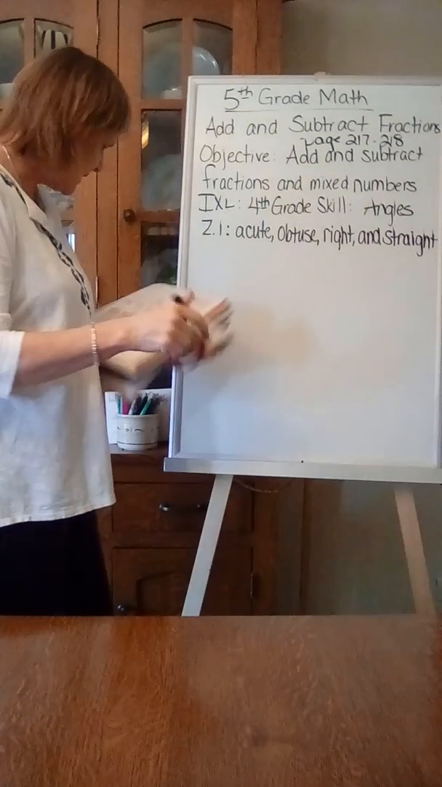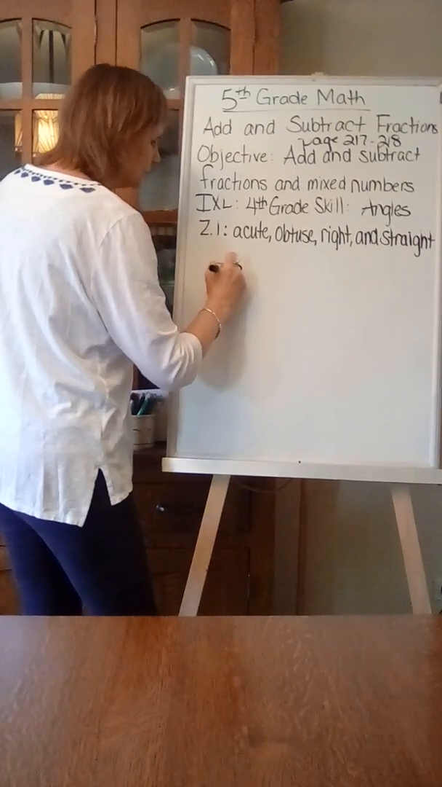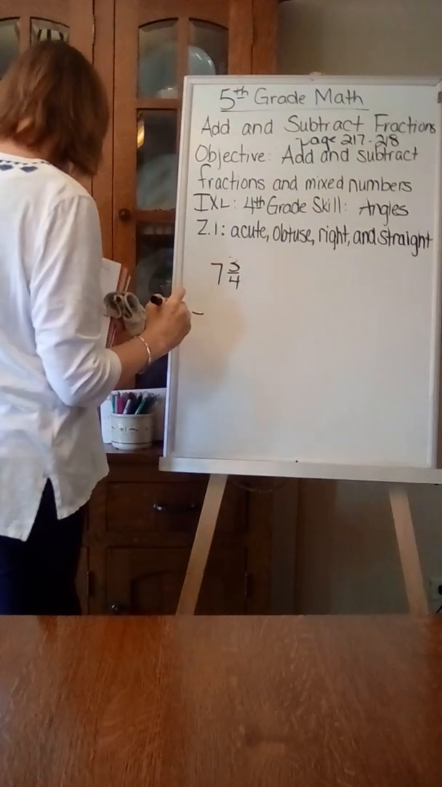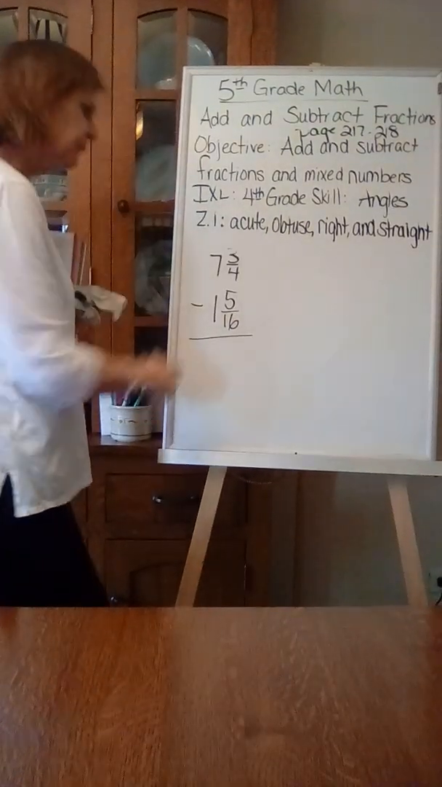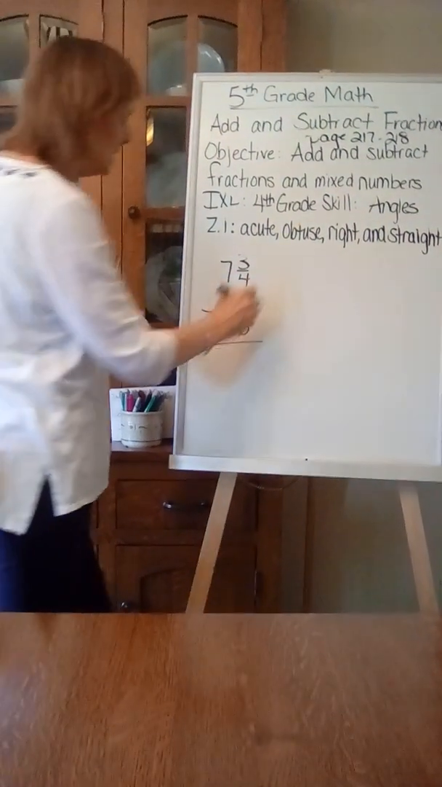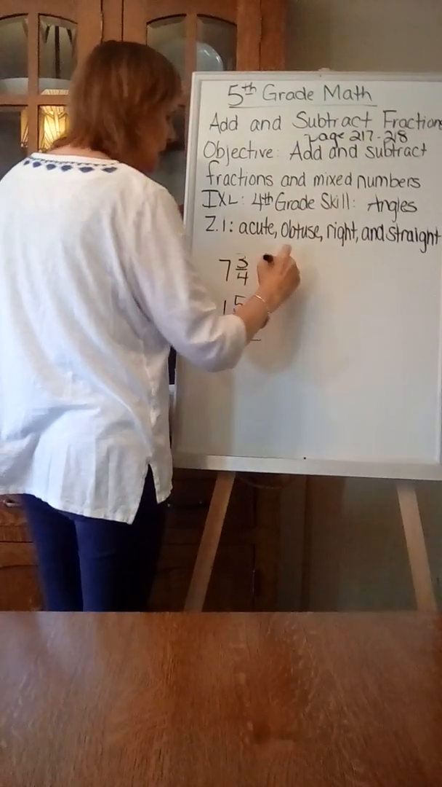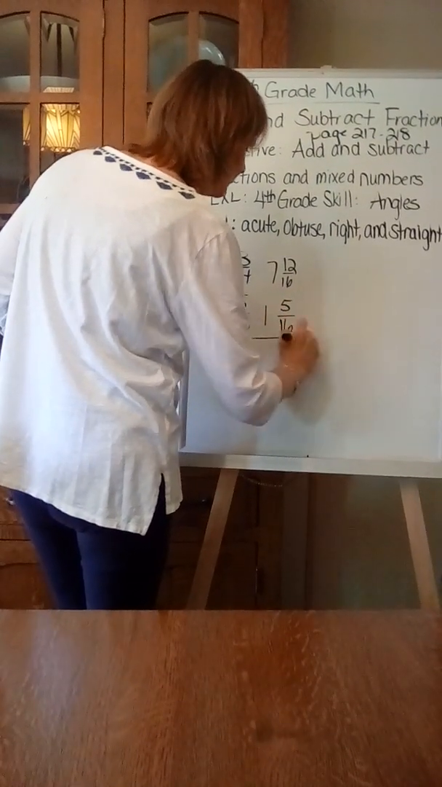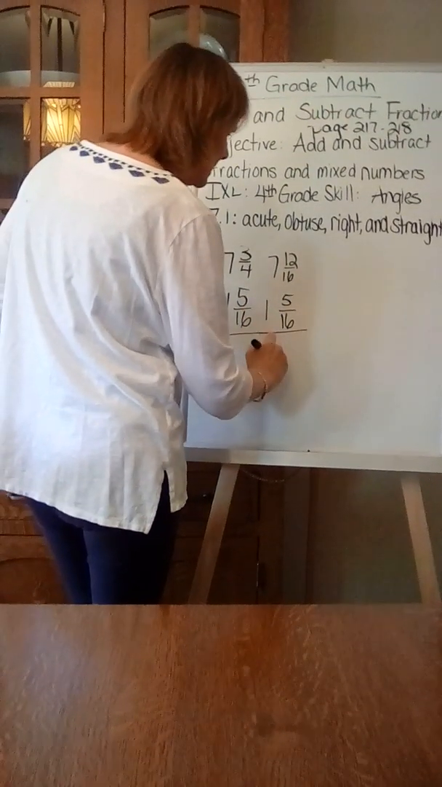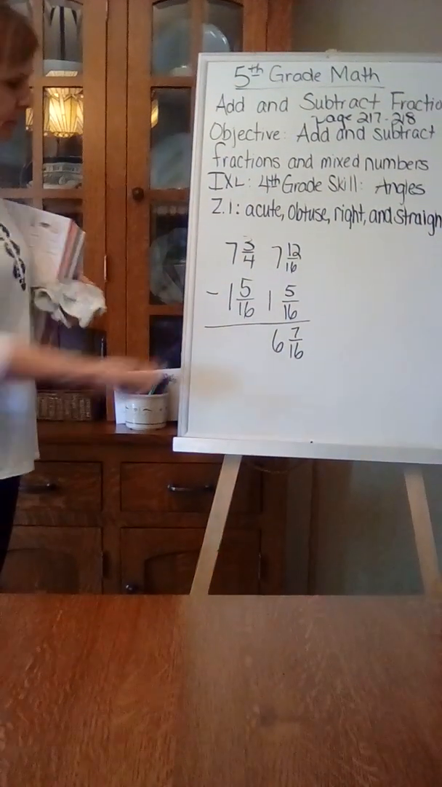All right, 5 says 7 3/4 minus 1 5/16. I know that 4 is a factor of 16, so I'm going to convert this to 16ths. 4 times 4 is 16, so 3 times 4 is 12. 1 5/16. 7 minus 1 is 6. 12 minus 5 is 7, 16ths. 7's a prime number. It's not a factor of 16, so I'm in lowest terms.